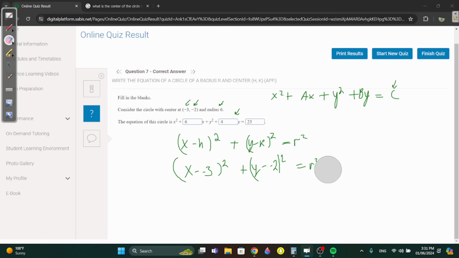Okay, but they gave us the radius, it's 6. So let's just put 6 squared. This is going to become x plus 3 squared. This is going to become y plus 2 squared equals 6 squared. Or I'll write it as 36 actually.